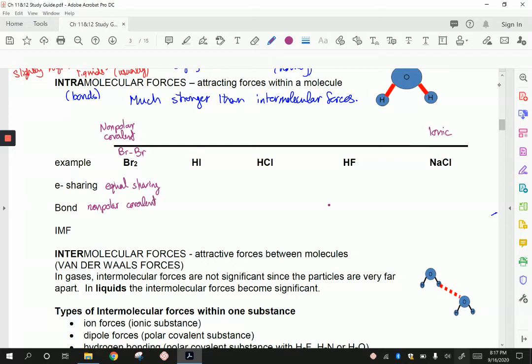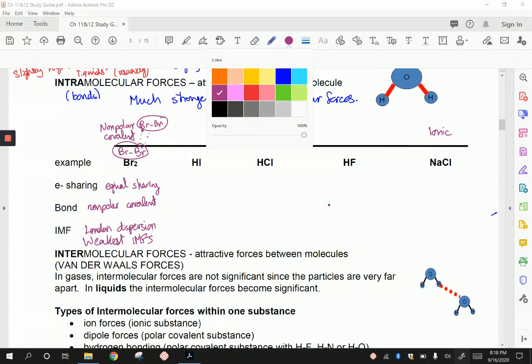And, you know, they're attracted to each other. So let's say I have a Br2 here and another Br2 here. There is a slight force of attraction here, not very strong, but those, if you remember, we call those London dispersion forces. And these are the weakest of the IMFs. Okay, let's move on to HI.